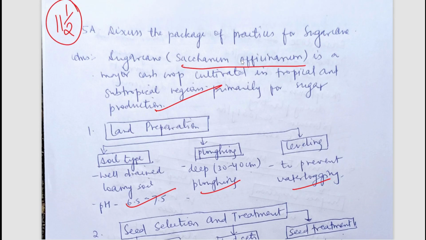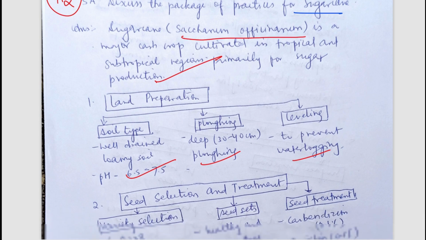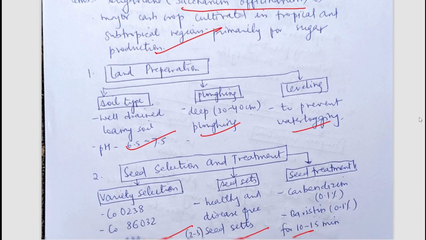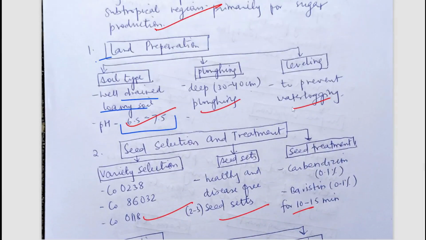Now, the next question is: discuss the package of practices of sugarcane. So, how can we cultivate sugarcane? First of all, we do land preparation. The soil type required is loamy, well-drained soil of pH around 6.5 to 7.5. Plowing should be done, leveling should be done. Why should we do leveling? To prevent waterlogging and to enhance good drainage.